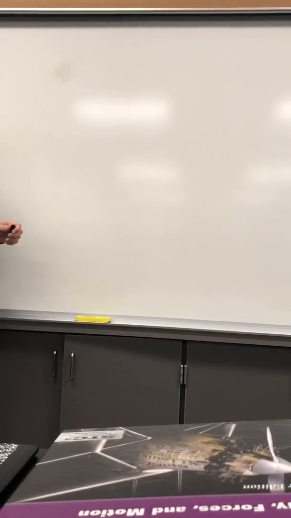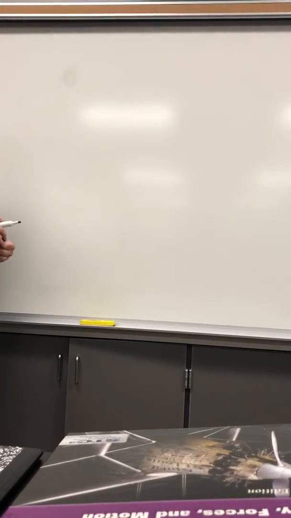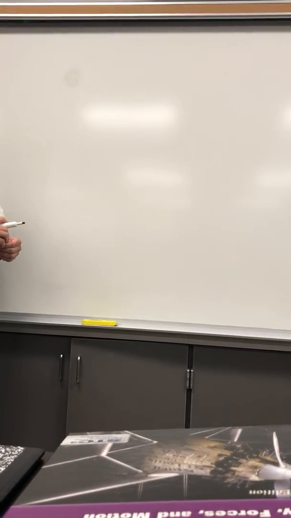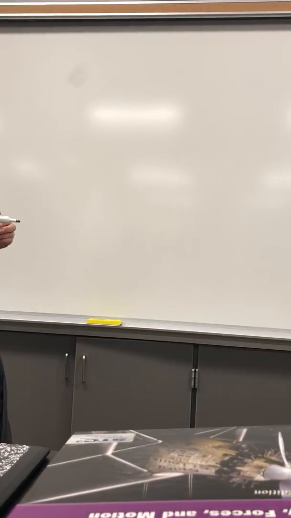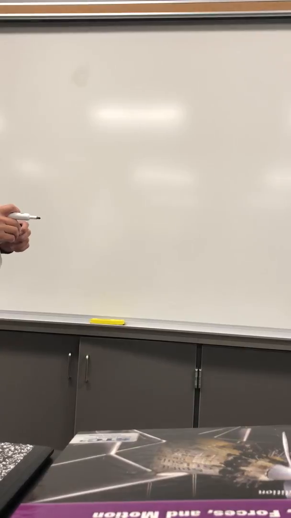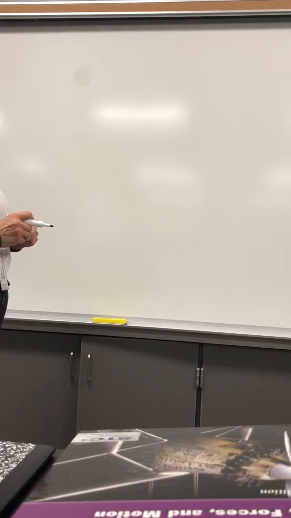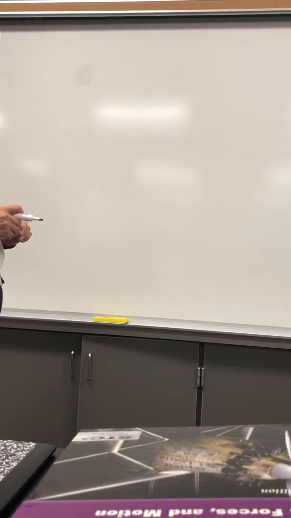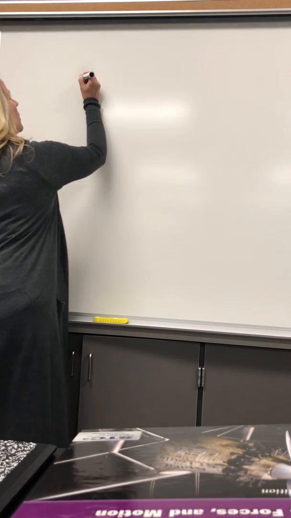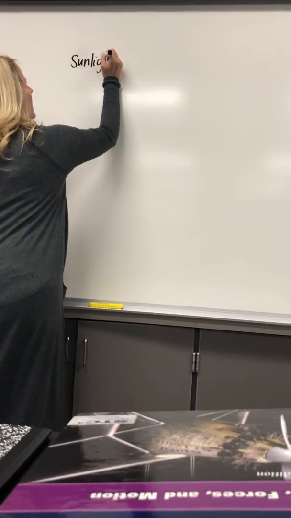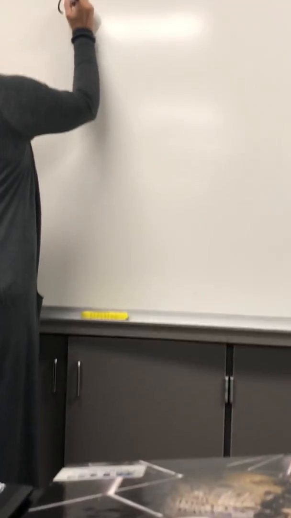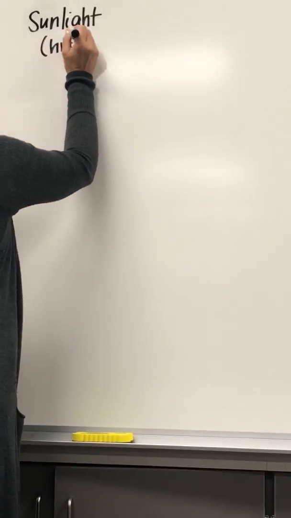To make a data table is to draw the headings first and to draw the lines second. So we'll start out, we have to know what our variables are. First would be the independent variable, and in this particular experiment, it would be sunlight. So we're gonna say sunlight, and the units will be hours.